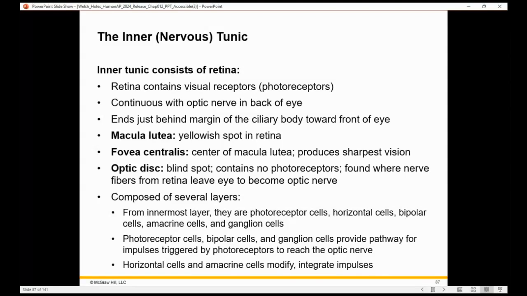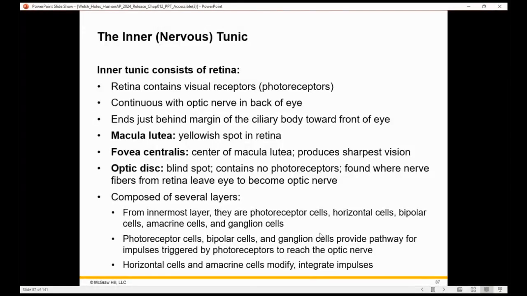The macula lutea is a yellowish spot in the retina. The fovea centralis is the center of the macula lutea and produces the sharpest vision. The optic disc is your blind spot. It contains no photoreceptors, and it's found where the nerve fibers from the retina leave the eye to become the optic nerve. It's composed of several layers.